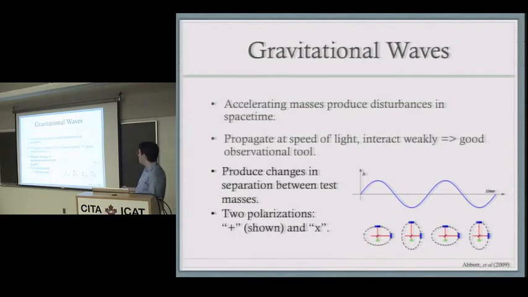This is a picture of the periodic sequence of perturbations you would see in test masses from the plus polarization. You can see why it's called plus, because it perturbs in this way. And there is another polarization that's rotated 45 degrees with respect to this, where the perturbations go along these diagonals.